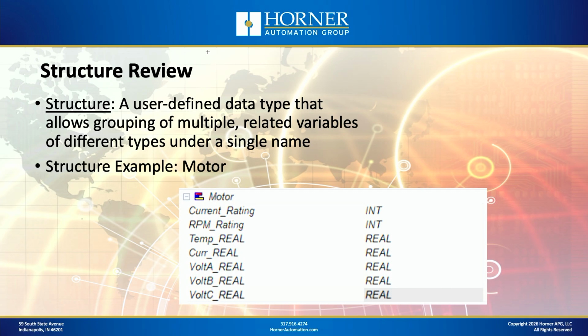So on the screen there, you can see I've created a structure called motor, okay? And that motor has 7 different variables grouped within it, okay? And those happen to be of different types. We have 2 integers and 5 reals, okay? Current rating, RPM rating are integers, and you can see after that there are 5 reals.